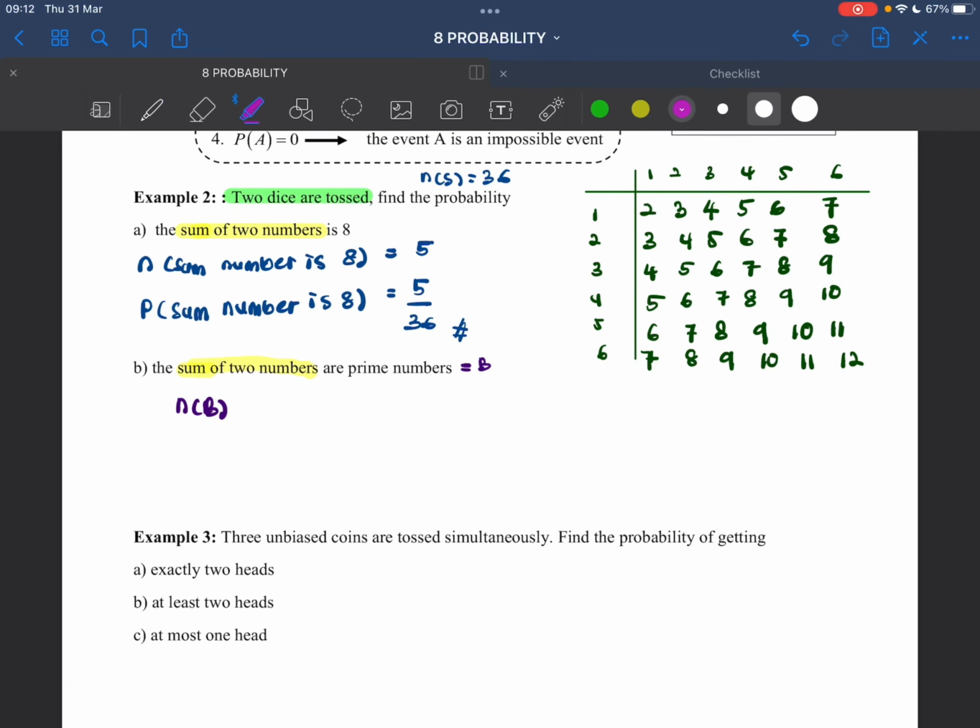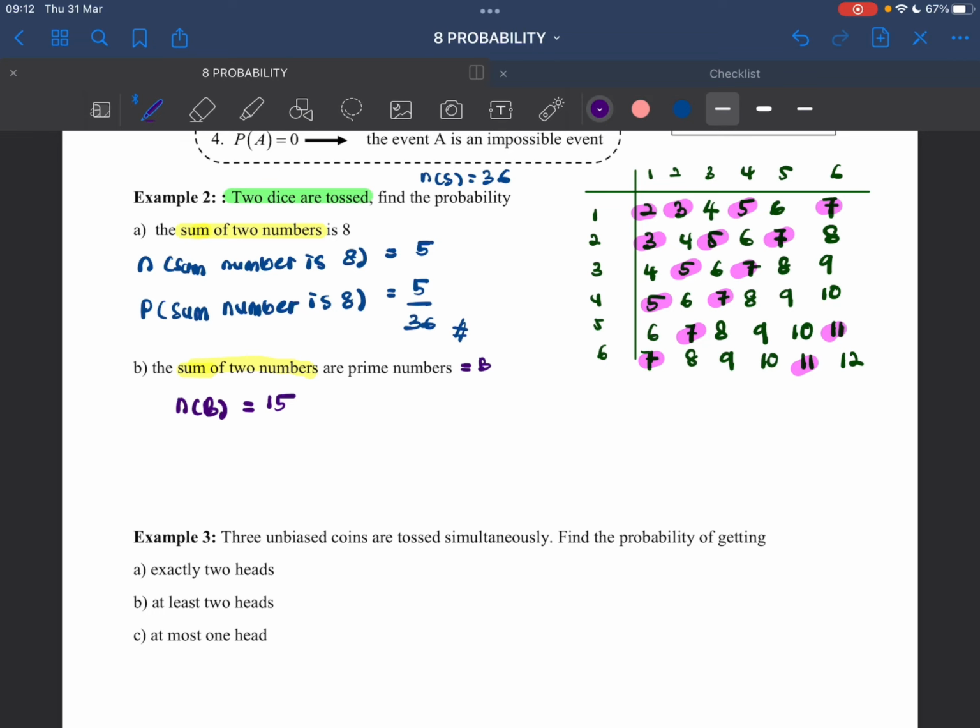We have 2, 3, 5, 7, 3, 5, 7, 5, 7, 5, 7, 7, 11, 11, 7. Okay, how many do we have there? 1, 2, 3, 4, 5, 6, 7, 8, 9, 10, 11, 12, 13, 14, 15. So we have 15 prime numbers. So our n(B) is equal to 15.